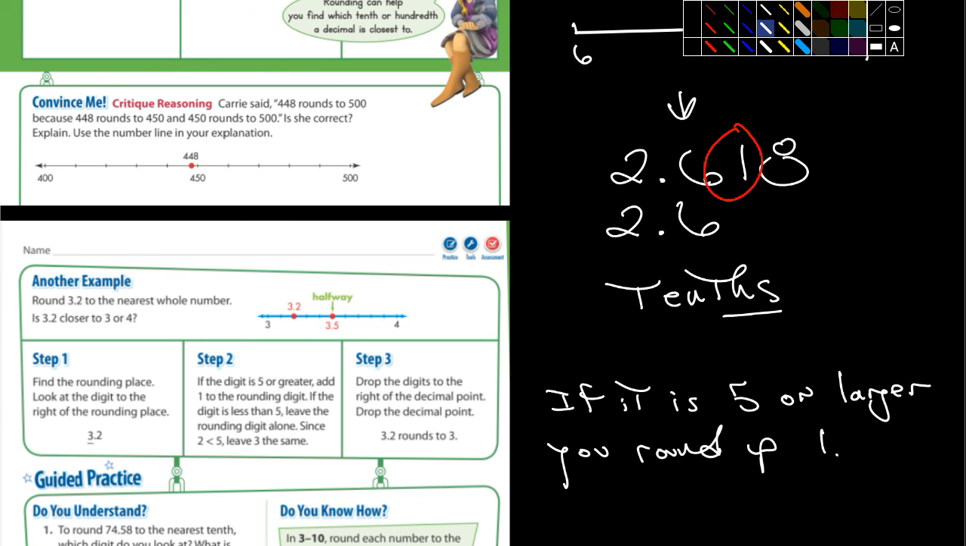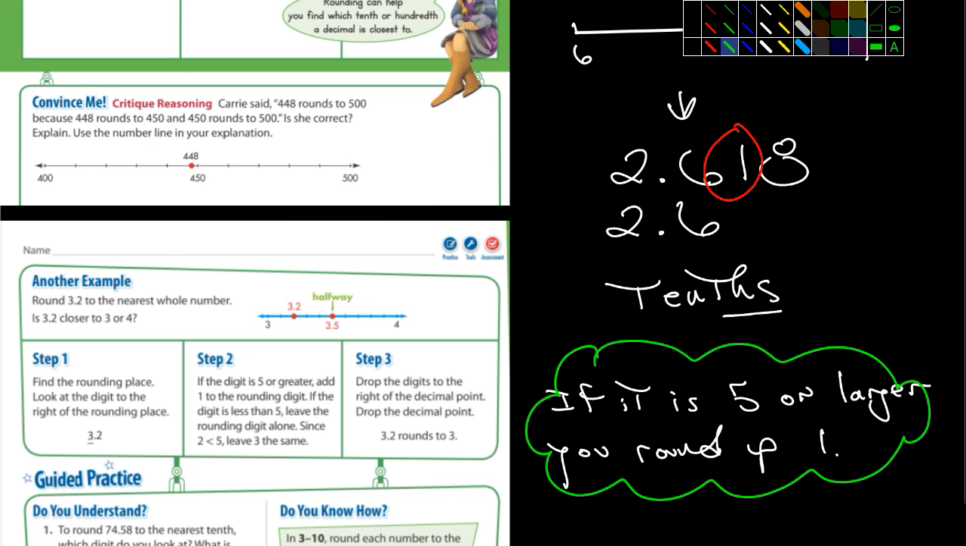You only change it if it's a 5 or larger. This is what I wrote down here. You only change it if it's a 5 or larger. All right? Questions on this, anybody? No? Okay.